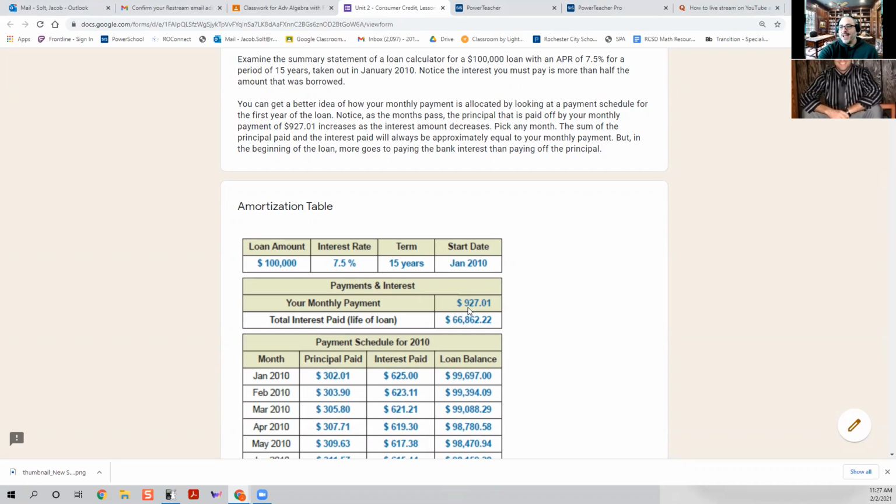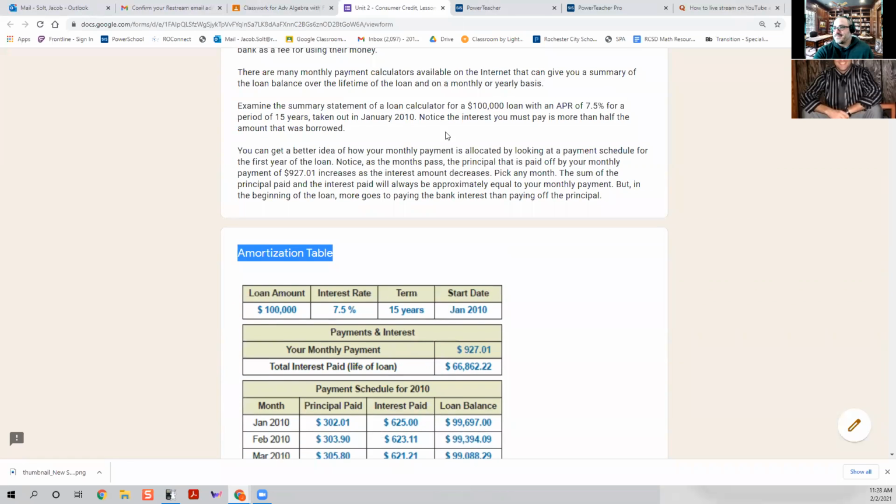So you'd think, oh, I paid $927, now I owe $927 less. That's not the way it works, right? Loans are amortized, or there's an amortization of the loan where you end up paying the interest up front. The bank wants their interest up front. They want to make sure they're making their profit right away, and that what you owe on the loan goes down kind of slowly over the course of that loan.